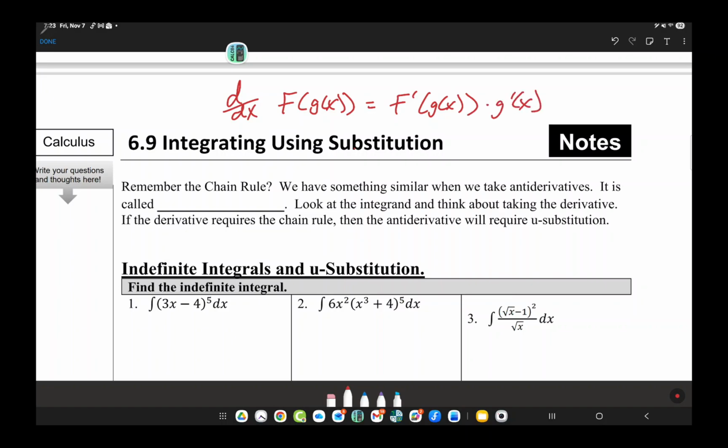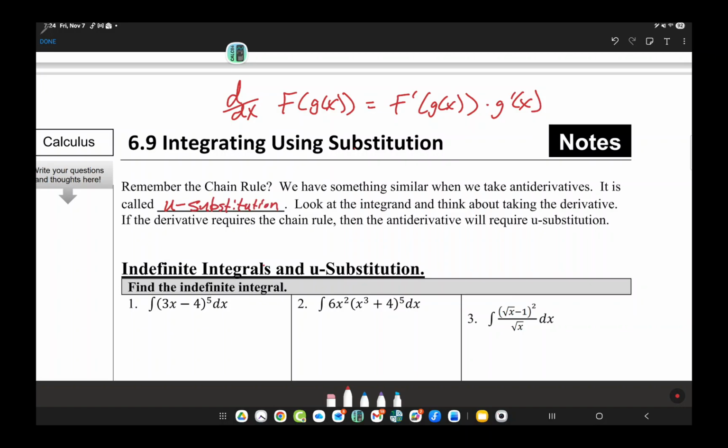So the idea here is if you look at your integrand, which again is the function inside the integral, and you'd have to do chain rule to find the derivative, then you have to do U substitution to find the integral. So, remember chain rule, we have something similar to antiderivatives. It is called, again, U substitution.